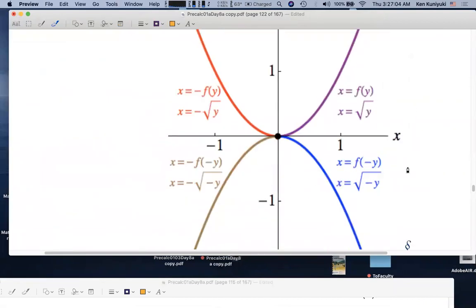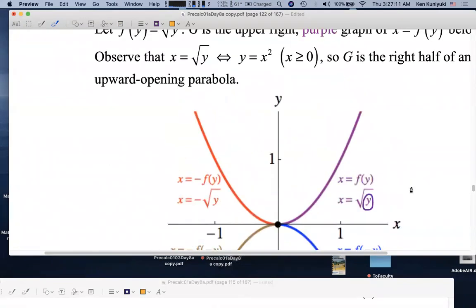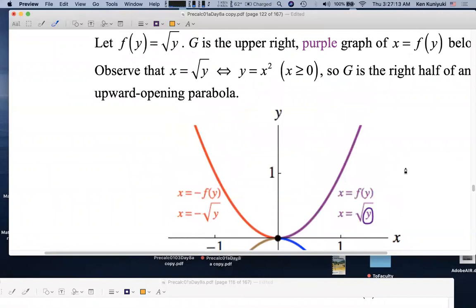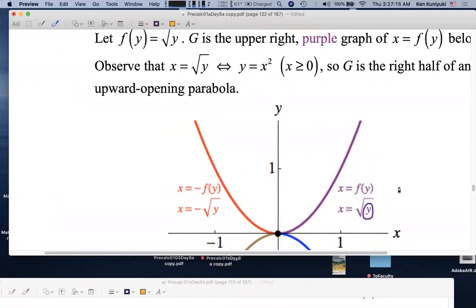For reflections about the x-axis, you do a substitution. Substitute y with its opposite, but those are more rare. Here I'm doing it to the square root function. X equals root y.